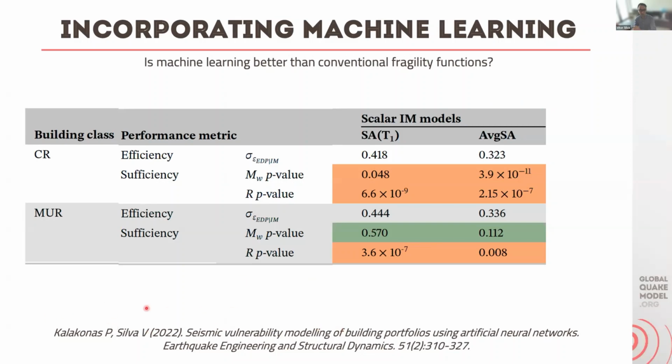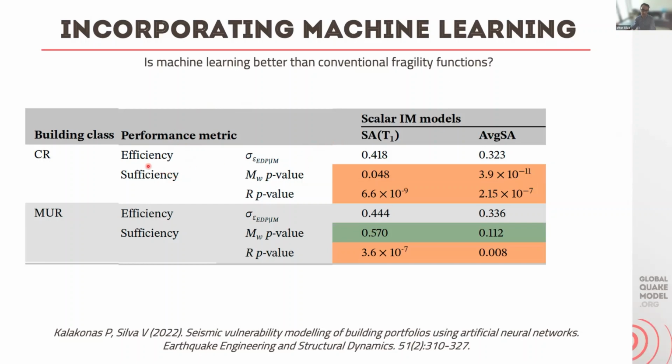We have done this, and one of my students has compared only for some specific building classes, not for all the building classes that exist in the vulnerability model. We try to understand whether the vulnerability functions that come out of tools like the vulnerability models toolkit, what we call the scalar IMs, are better than neural networks. We use different metrics to try to assess this, but it is very common that these two metrics are used, the efficiency and sufficiency.